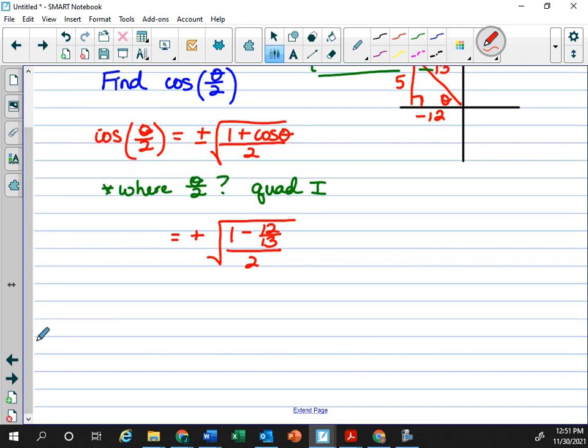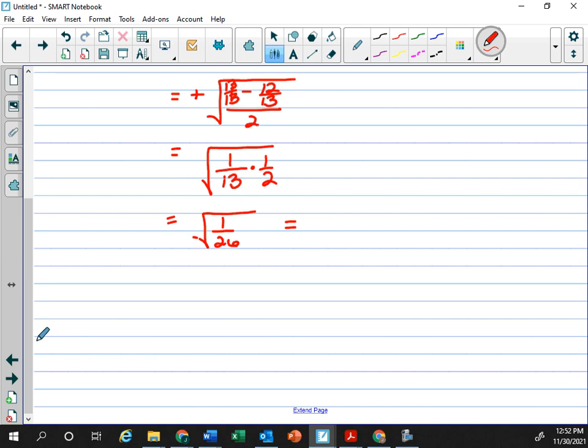And now, again, it's just basic calculations. So what could I make the 1? Okay, 13 over 13 minus 12 over 13. So that is 1 over 13. And then divided by 2 is the same as times 1/2. So I have the square root of 1 over 26. So if I wanted to rationalize that, what? How can I rationalize this, guys? That is your answer.